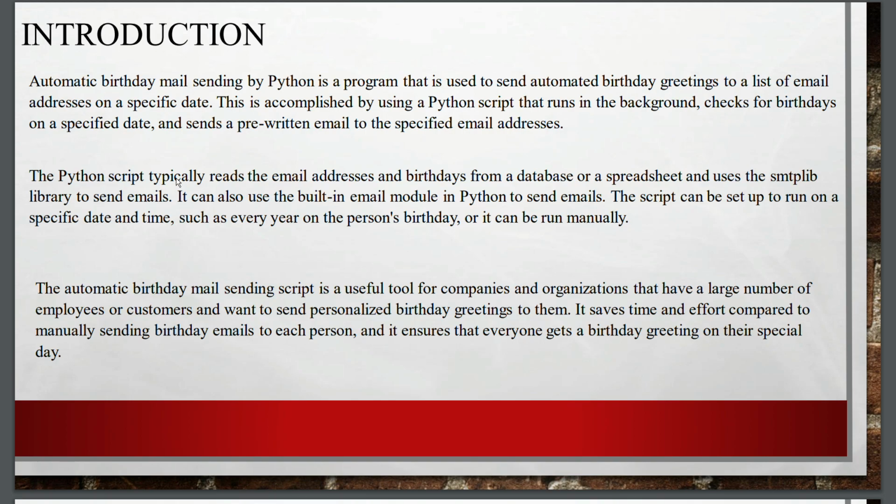So coming to the introduction, automatic birthday mail sending by Python is a program that is used to send automated birthday greetings to a list of email addresses on a specific date. This is accomplished by using a Python script that runs in the background, checks for birthdays on a specified date, and sends the pre-written email to the specified email addresses. The Python script typically reads the email addresses and birthdays from a database or a spreadsheet and uses the smtplib library to send emails. It can also use the built-in email module in Python to send emails.